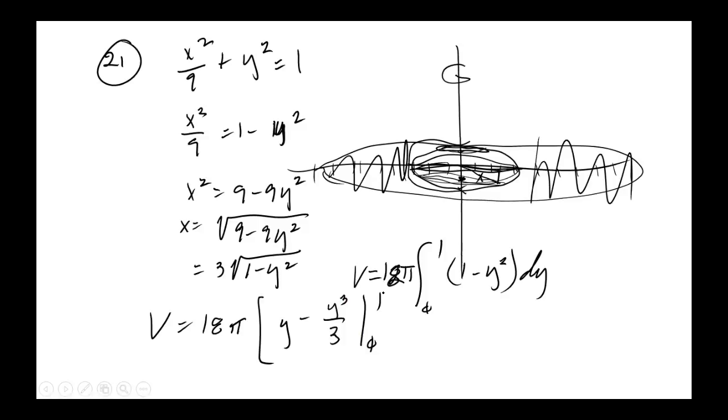I'll do the 0 part. So this will be the 18 pi times 1 minus 1/3, which is 2/3. Right, 2/3. 3 will go into 18 6 times, 12 pi. That's the answer. Is it? Good for them, they got it right. All right. That was 21.